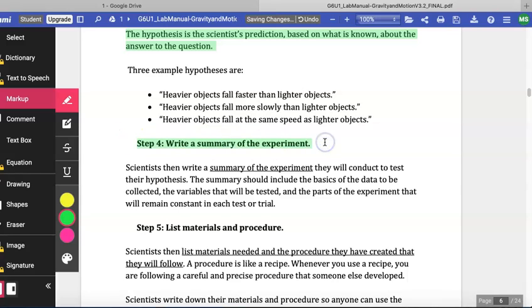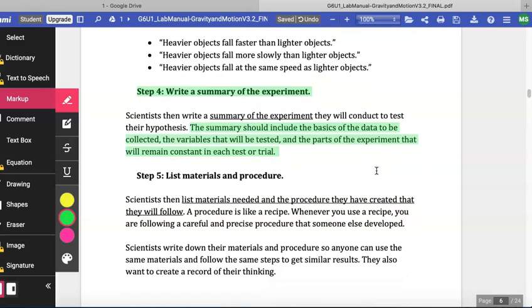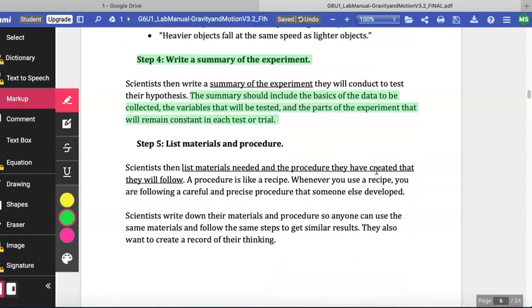Step 4. Write a summary of the experiment. Scientists then write a summary of the experiment they will conduct to test their hypothesis. The summary should include the basics of the data to be collected, the variables that will be tested, and parts of the experiment that will remain constant in each test or trial.